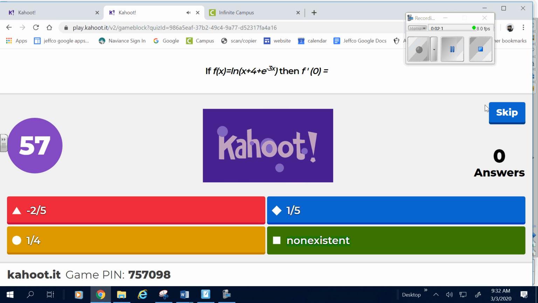Alright. So it gets a little small, so it's over here. Here's the function. Take the derivative at 0 of log of x plus 4 plus e to the negative 3x. Derivative at 0.